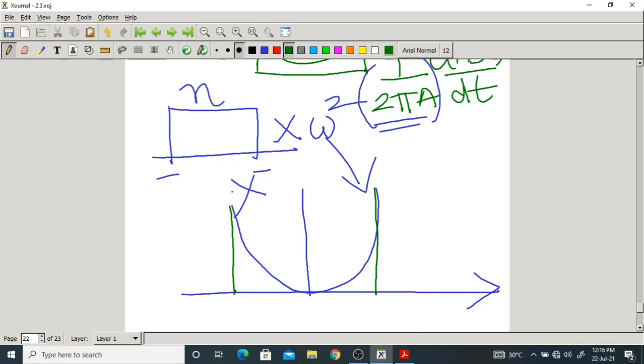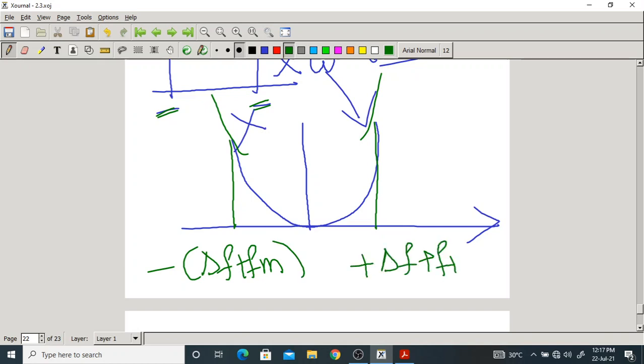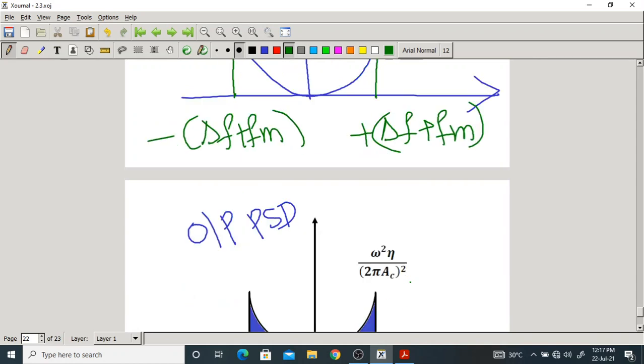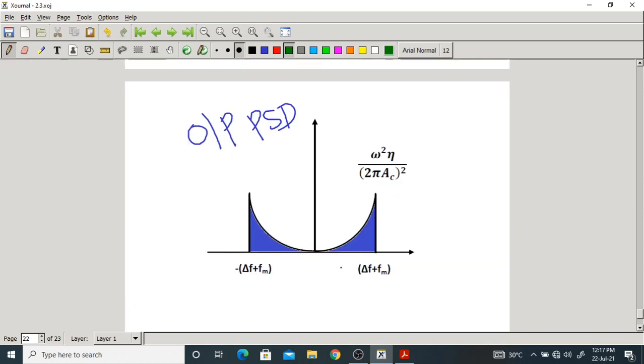Because this parabola has got no limits, it goes like this. Whereas this rectangle has got some limits. What is that limit? Minus delta f plus fm, and this is plus delta f plus fm. So omega square eta by 2 pi ac square, or a square, is the output PSD of noise. Are you getting? You get a parabola kind of thing. Omega square is nothing but parabola, right?